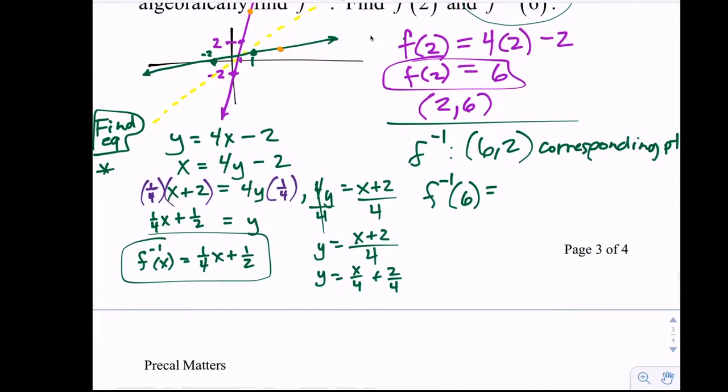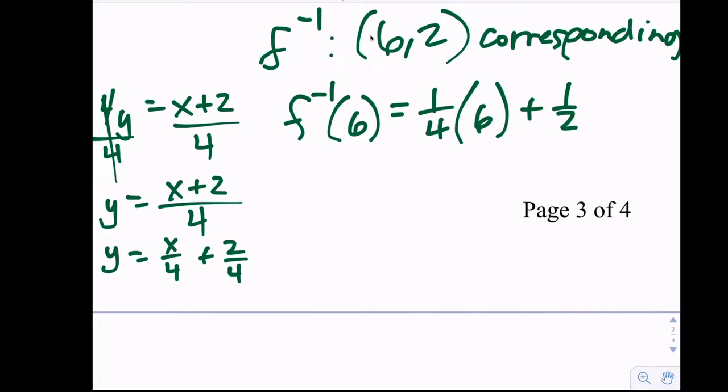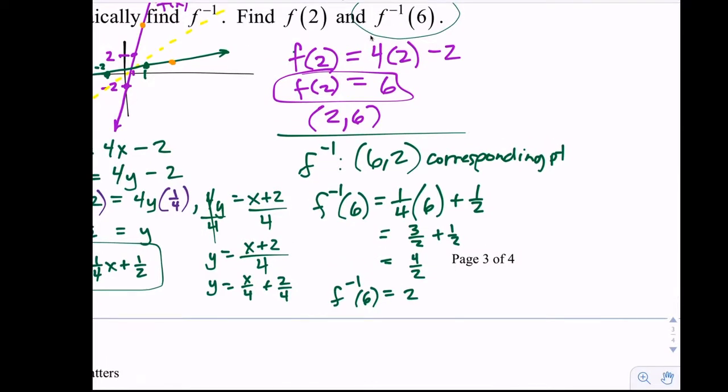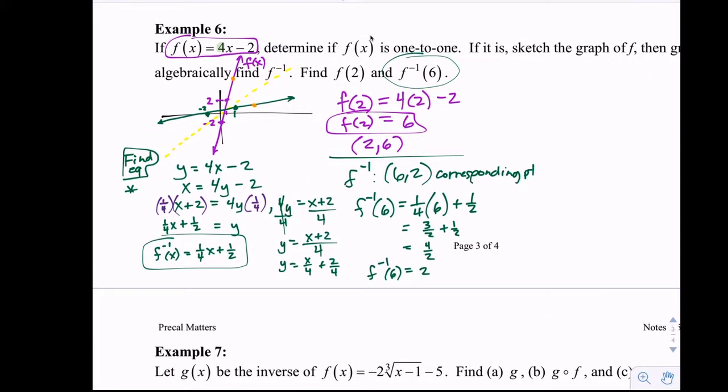We'll plug that into our f inverse function, and we get 1/4 times 6 plus 1/2. And if we simplify that, we get 6/4, which is also known as 3/2, plus 1/2. That's common denominators there. 3/2 plus 1/2, that's 4/2, or 2. Yay. So what did we just do? We just verified the corresponding point. And it works for all points. Every single point on f is going to have a unique correspondence with a corresponding point on f inverse. And it's a 1-to-1 correspondence. They line up perfectly.